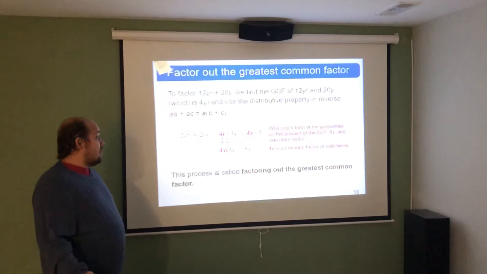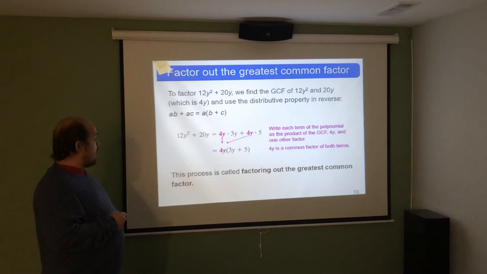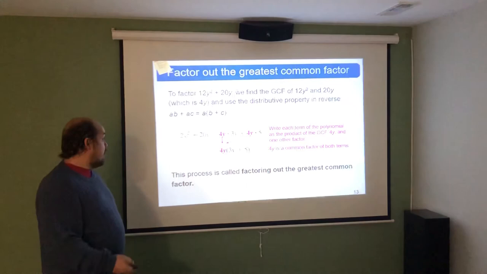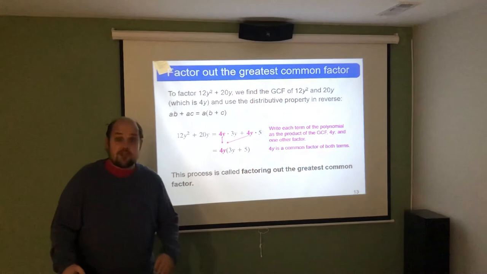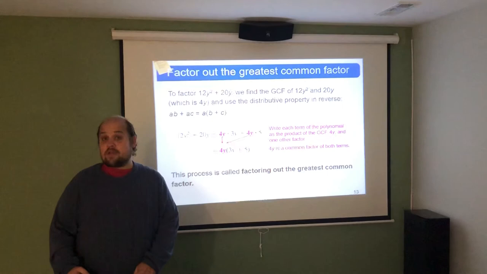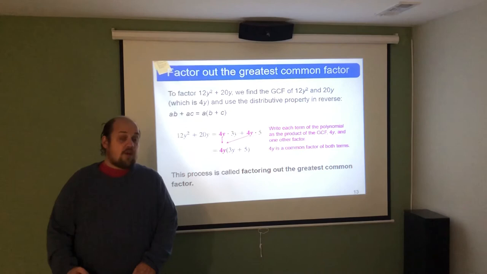So here we're looking at 12y squared plus 20y. We want to break it down based on the greatest common factor. So when we start with 12 and 20 and look at what goes into both 12 and 20, 12 breaks down into 2 times 2 times 3. 20 breaks down into 2 times 2 times 5. So it's the 2 times 2 that they have in common, or 4. 4 is the largest number that goes into both 12 and 20.